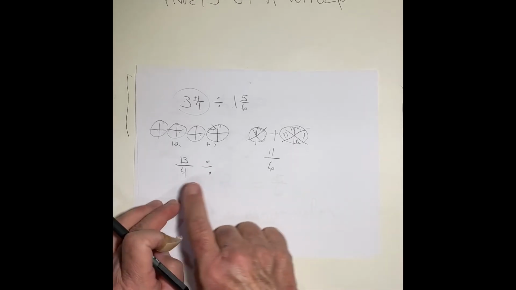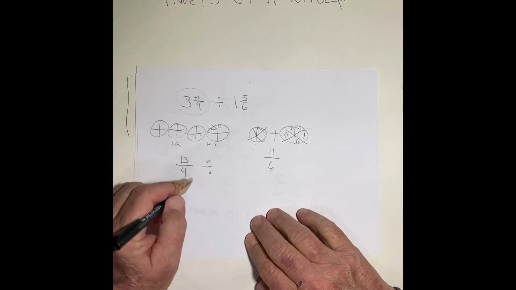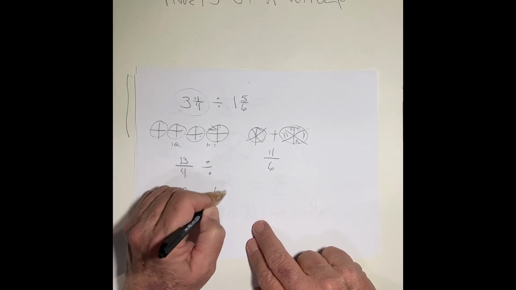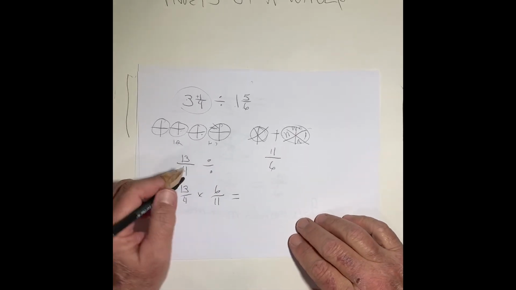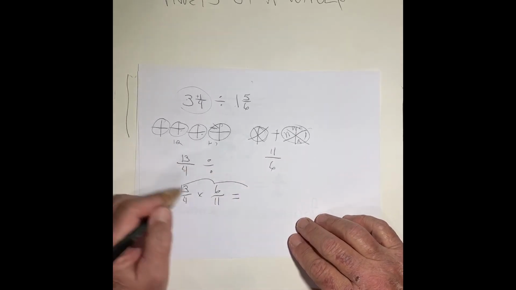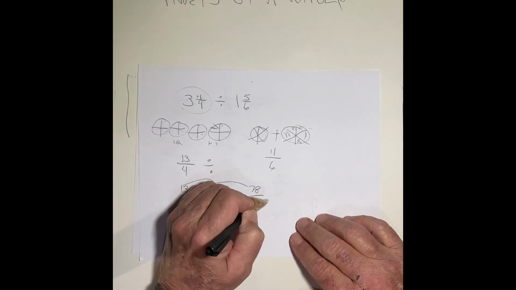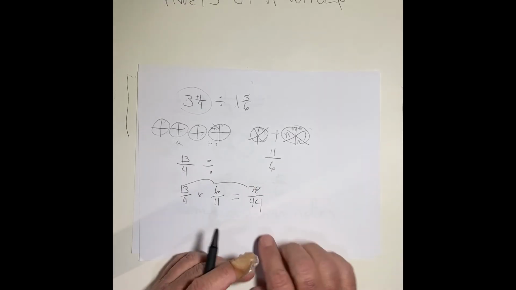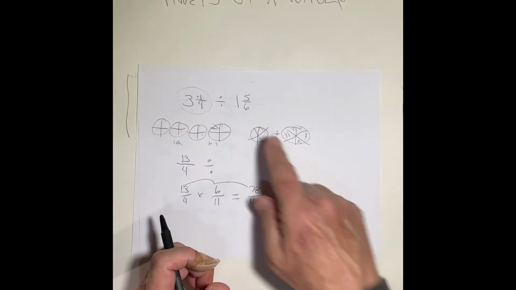So now I'm dividing 13/4 divided by 11/6. How do I divide fractions? I multiply by the reciprocal. They call that the reciprocal when I flip. And so I'll multiply the tops and the bottoms, so it's going to be 78 over 44. Most of the time, I'm going to leave it this way. I could go back to a mixed number.